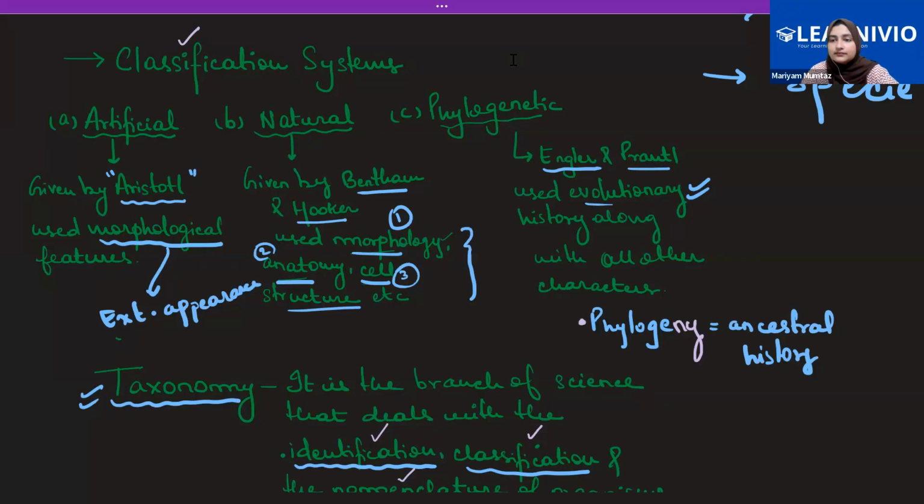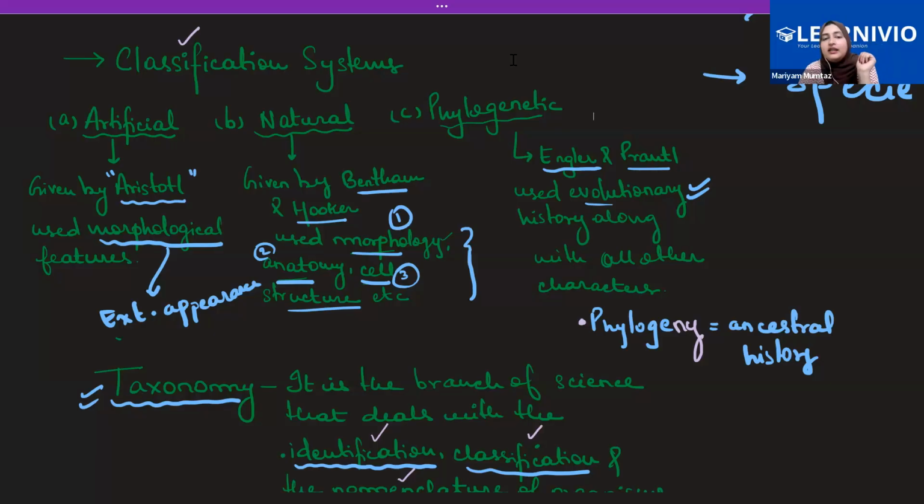So how did he divide the organisms? Based on the visible features. Like for plants, he classified them as shrubs, herbs, trees, depending upon their size. And for animals, the color of their blood and whether RBC is present or not.